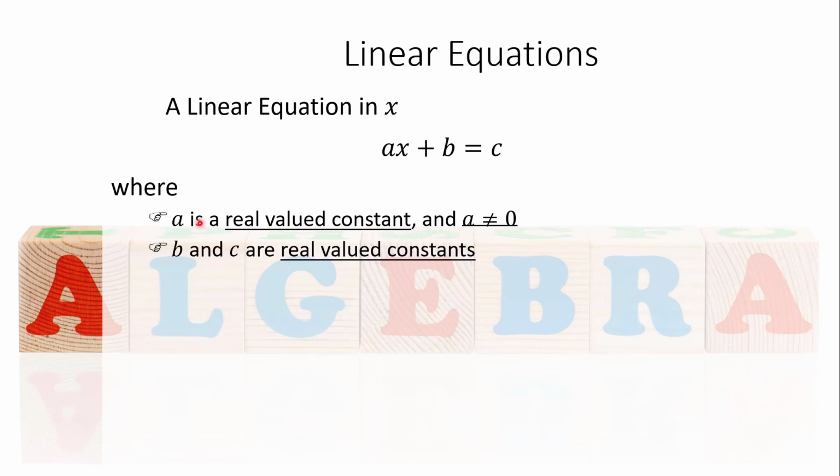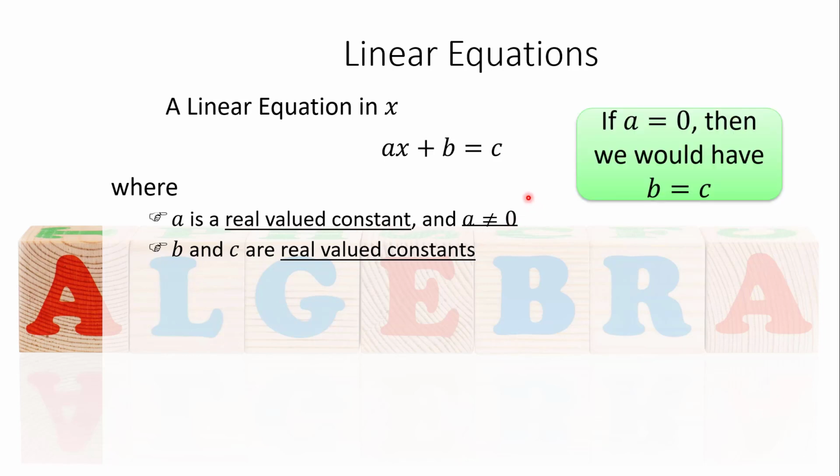Once again, a is a real value constant. However, a is never 0, and b and c are also real value constants. And why can a not be 0? Well, if a is equal to 0, we have b is equal to c, which basically means that, well, yeah, you guessed it, b is equal to c, and that's pretty much all that we can do. Not much fun in there, at least not from my humble opinion.